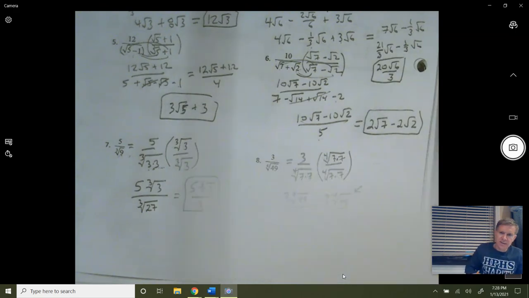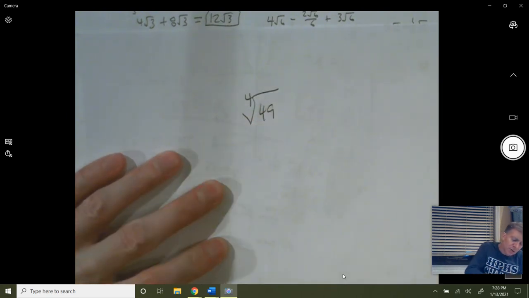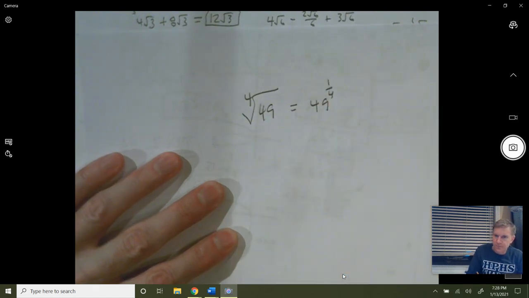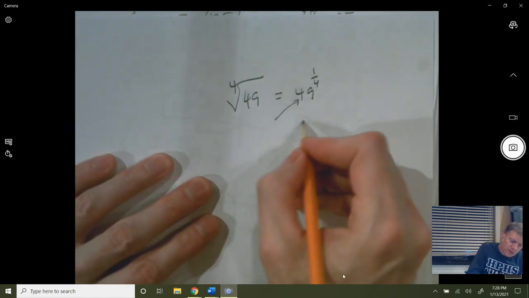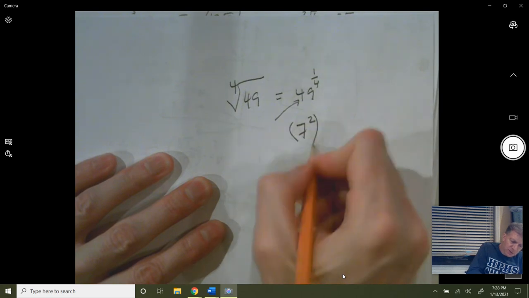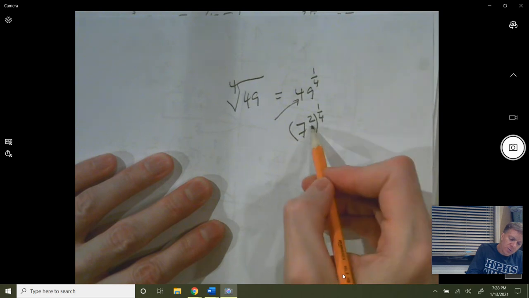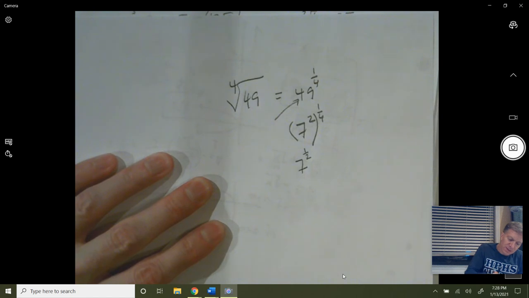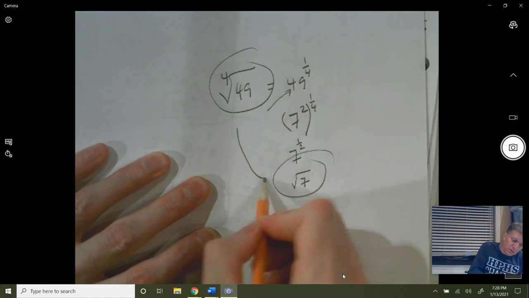The 4th root of 49 is not fully simplified, and here's why. The 4th root of 49, you can call that 49 to the 1/4, right? Remember how you always try to get your base as small as possible? We can call this 7 squared. 49 is just 7 squared. Now, if you have a power of a power, you multiply those exponents, and you've got 7 to the 1/2. 7 to the 1/2 is just the square root of 7. This and this are equal.